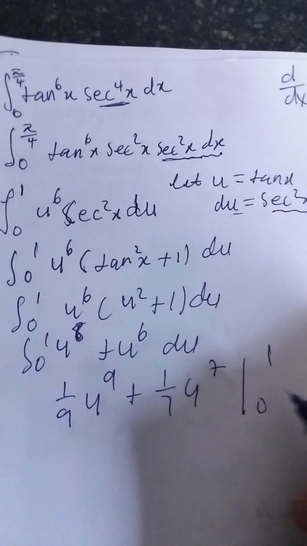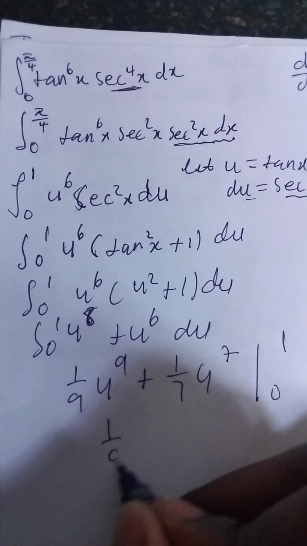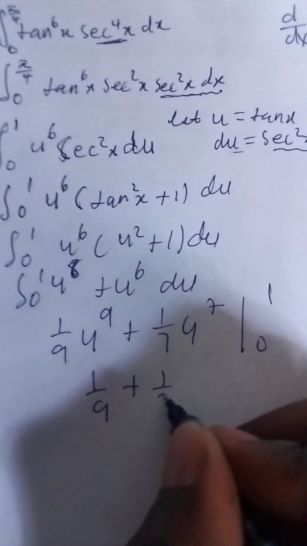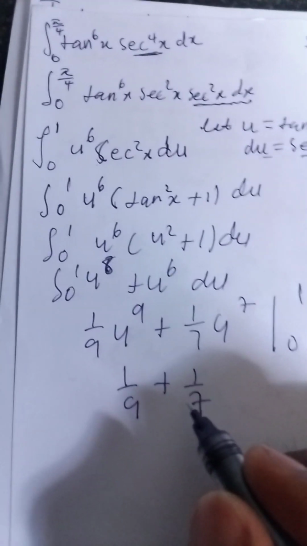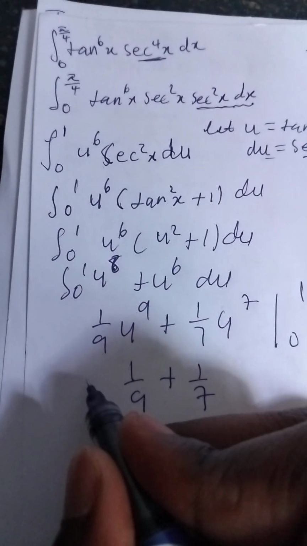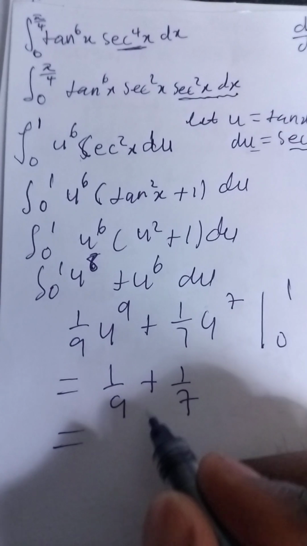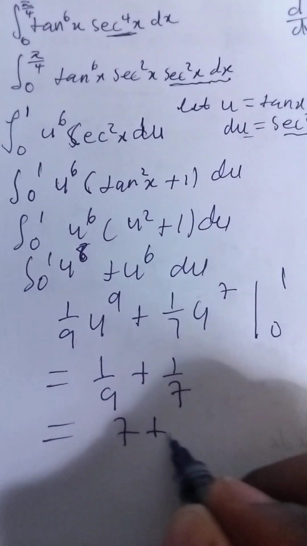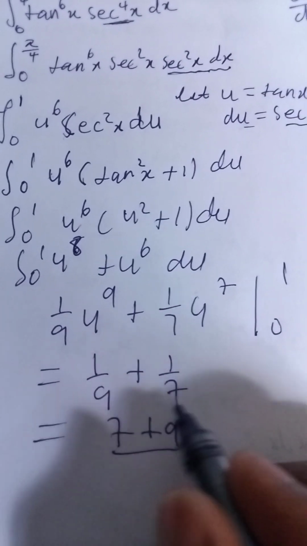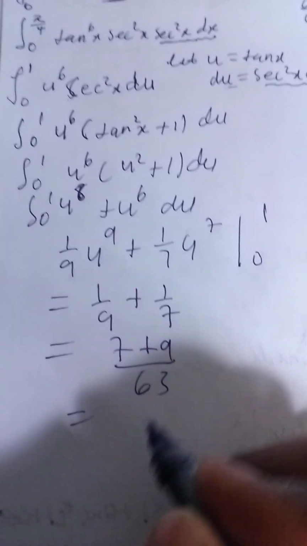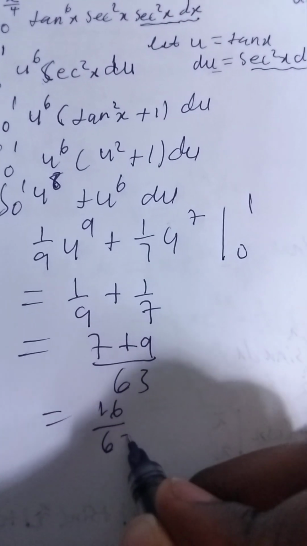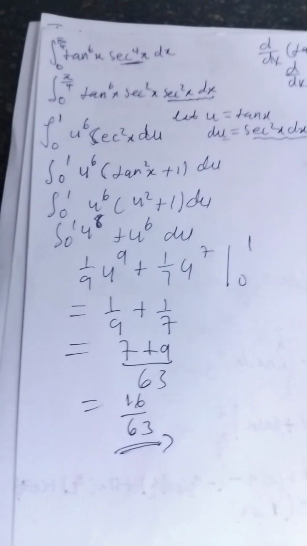If we plug in 1 there, we're going to get 1 over 9 plus 1 over 7. If you plug in 0, everything will just become 0. So to solve this one, we're going to get 7 plus 9 all over 9 times 7. 9 times 7 is 63. So we have 7 plus 9 is 16 over 63. So that is the solution to that integral.